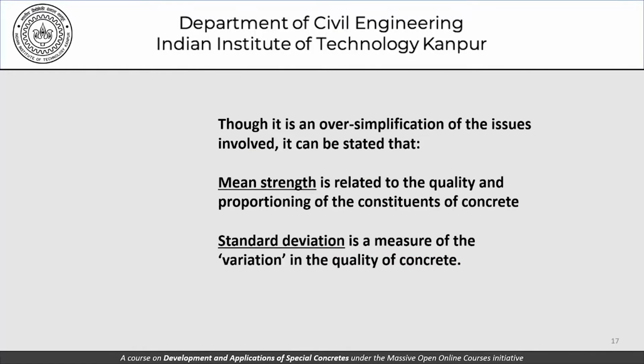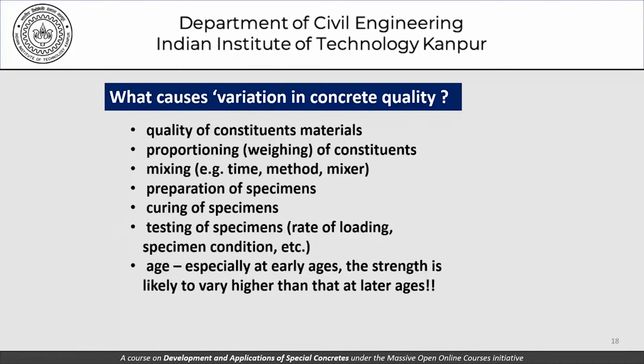Though it is an oversimplification of the issues involved, it can be stated that the mean strength is related to the quality and proportioning of the constituent materials of concrete, and the standard deviation therein is a measure of the variation in the quality of concrete. What that means is something which we'll come to in a minute. Let's first look at the causes of variation in concrete quality.